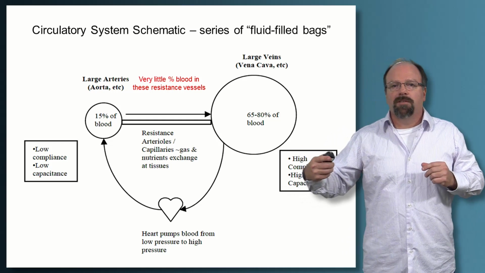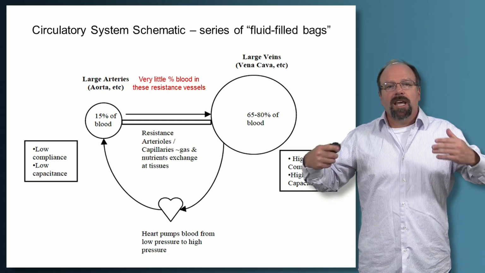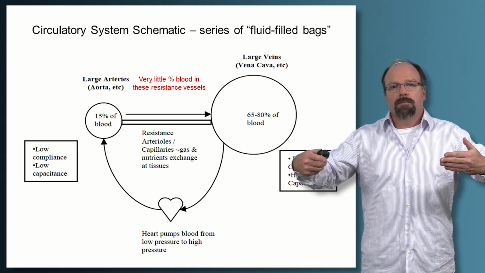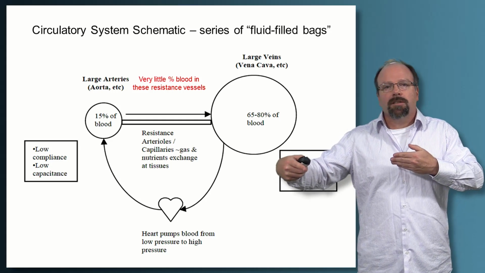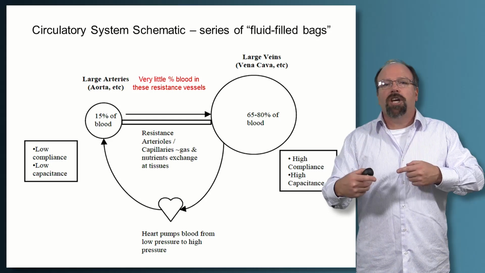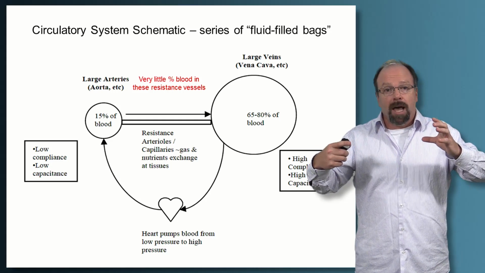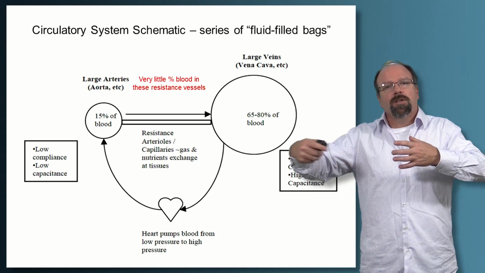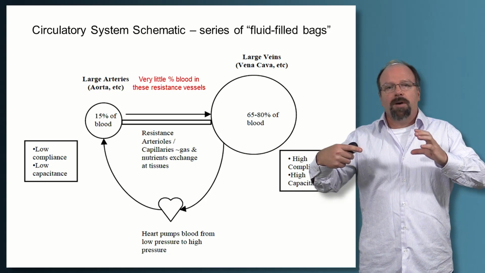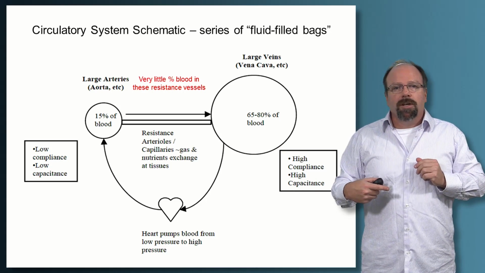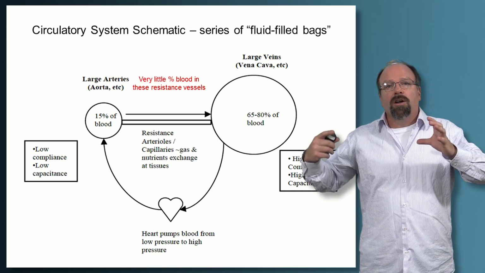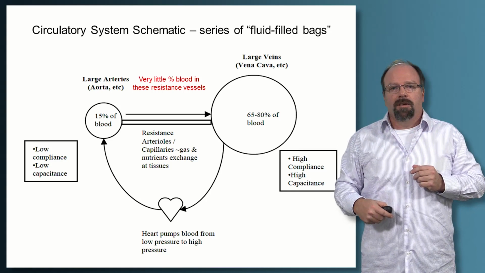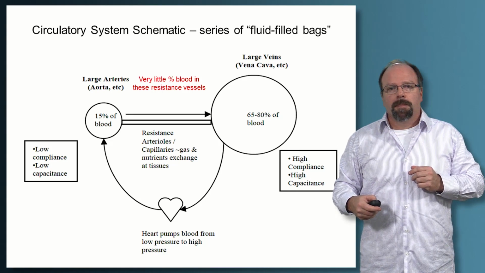Another key component of this is that as you increase the total blood volume, and this is the role of the kidneys that we'll get to later in this lecture, then you change the amount of blood in those bags, and you change the blood pressure accordingly. So by increasing blood volume, you can have an impact on blood pressure in the larger arteries and on the filling of the venous system.